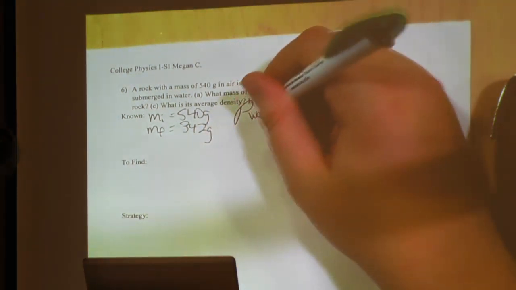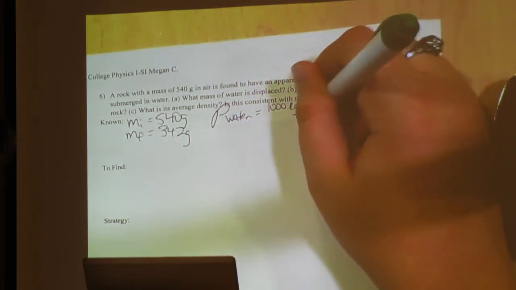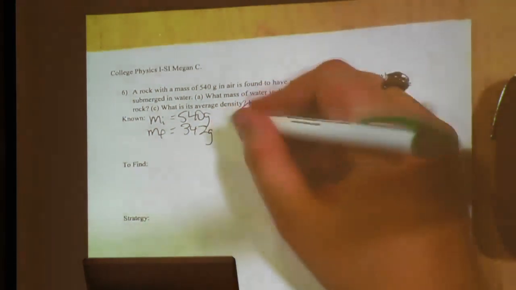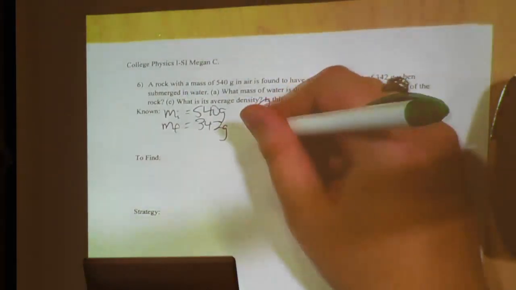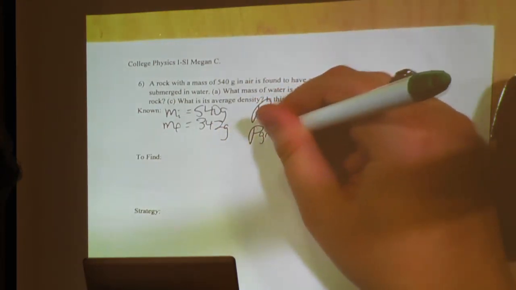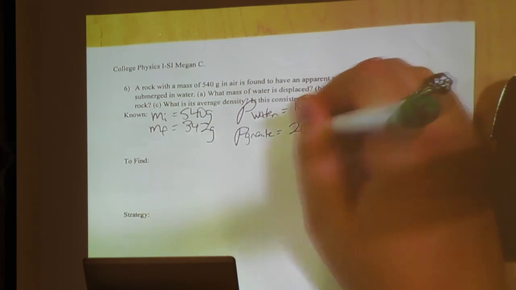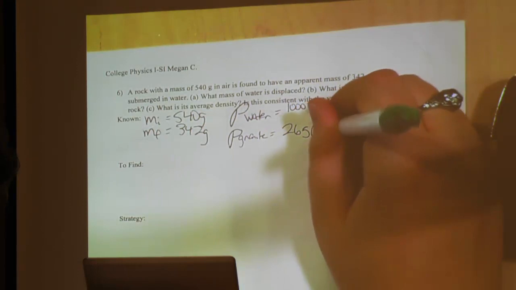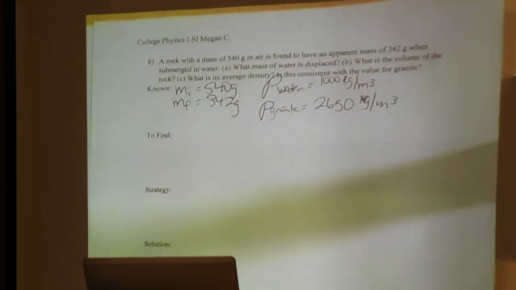The density of water is going to be 1,000 kilograms per meter cubed. If you remember from your chemistry classes, it's 1 gram per centimeter cubed; you're just converting it to SI units. And then the last question asks for the value of density for granite. That value is going to be 2,650 kilograms per meter cubed. Sorry, that's kilograms. My handwriting got a little weird there.